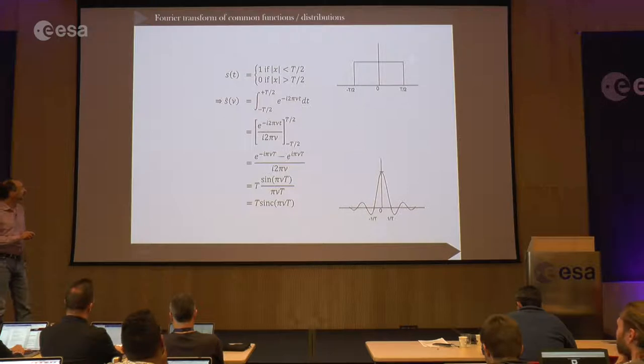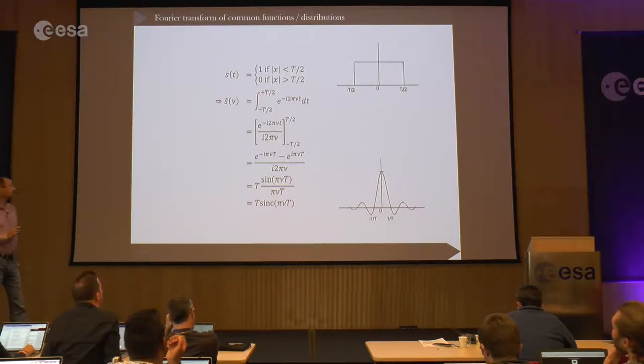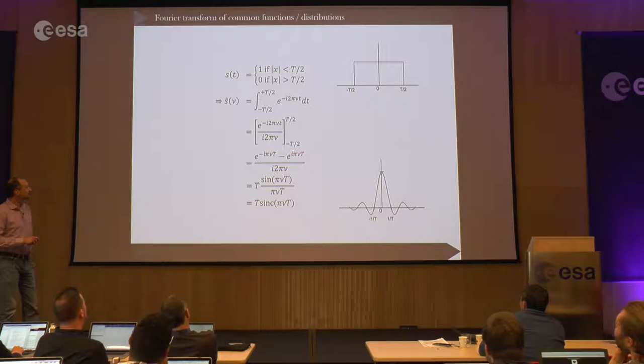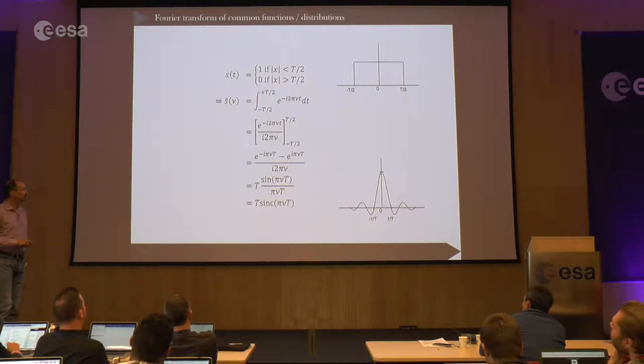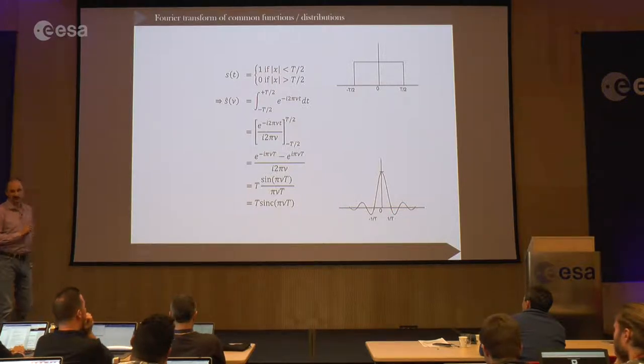So the Fourier transform of that is the integral from minus T over 2 to plus T over 2 of exponential minus 2 i pi nu t, which is equal to this, which boils down to this expression. So the Fourier transform of this door function here is sin(pi nu T) over pi nu T, sometimes known as the sinc function, which looks like this. Okay, so it has a peak on zero and then side lobes and zeros every 1 over T.